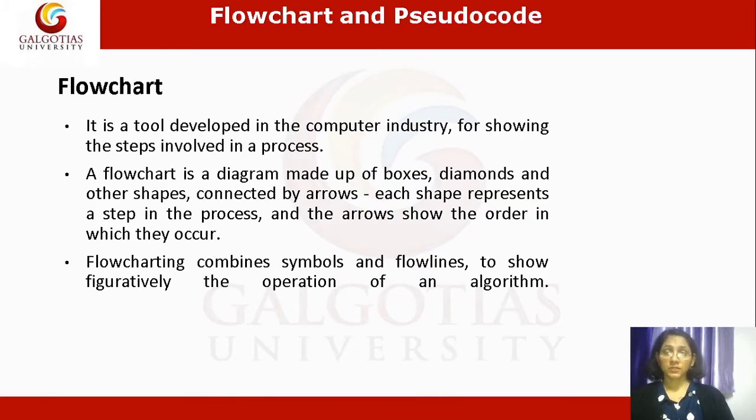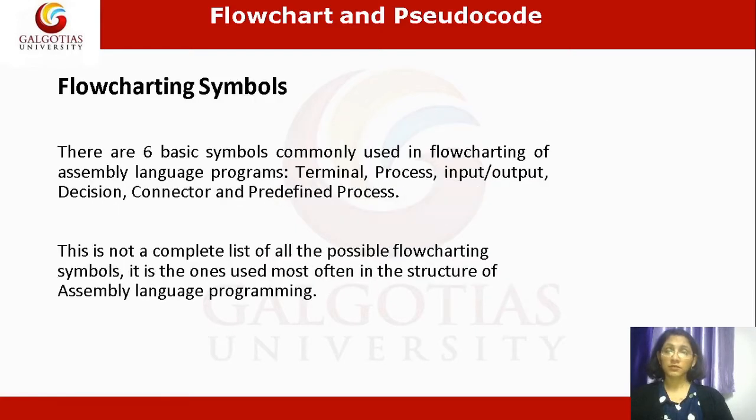Now, what is a flowchart? It is a tool developed in the computer industry for showing the steps involved in a process used for solving a computation problem. It is a diagram made up of boxes, diamonds, and other shapes connected by arrows, and each shape represents a step in the process. The arrow shows the order in which the instructions are executed. Flowcharting combines symbols and flow lines to show figuratively the operations of an algorithm.